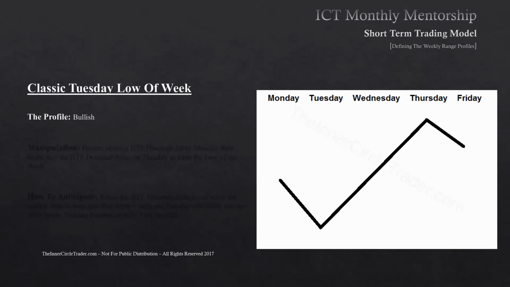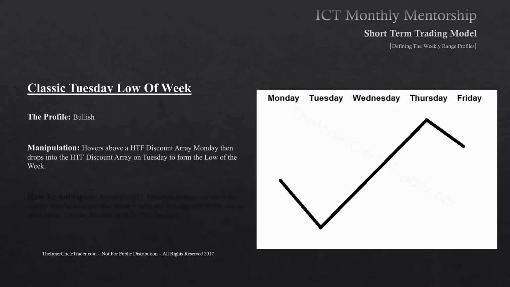So the classic Tuesday low of the week. This is a market profile that is generally bullish, so you're already looking for bullish prices anyway. What you're looking for is manipulation in the form of price hovering above a higher time frame discount array on Monday, then dropping into a higher time frame discount array on Tuesday to form the low of the week.